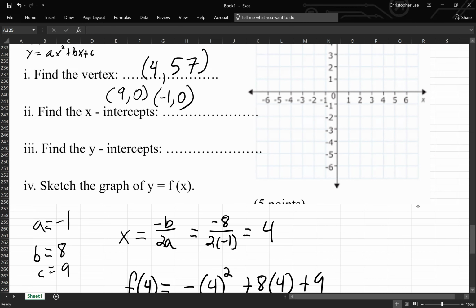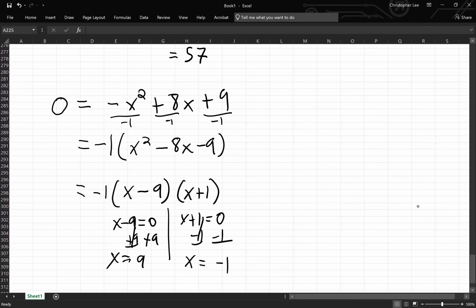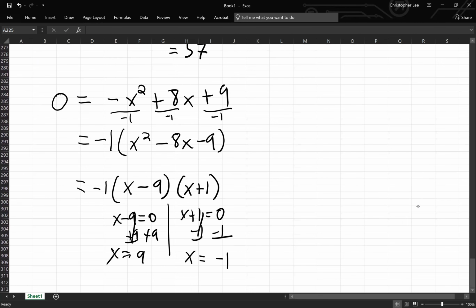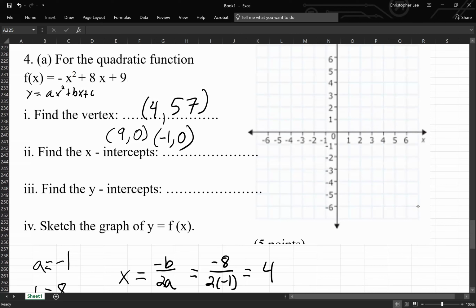Y-intercept. So the y-intercept is where the graph crosses the y-axis when x equals 0. So what does that mean? Plug in 0 for x, right? So now I have y is equal to negative 0 squared plus 8 times 0 plus 9, right? Let's do the math on that. This becomes what? 9, right? So that's my y-intercept. My y-intercept is 0, comma 9.